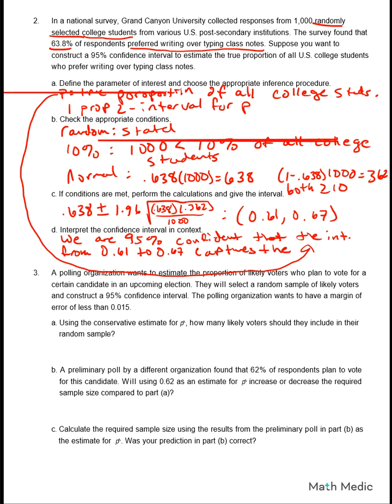They will select a random sample of likely voters to construct a 95% confidence interval. The polling organization wants to have a margin of error no more than 0.015. So using the conservative estimate for p-hat as the likelihood of voters, we're going to use numsolve. 0.015 equals, we got 95%, so we're using 1.96 again. We don't know what p-hat is, so we're going to use 0.5, and we're going to solve for n.